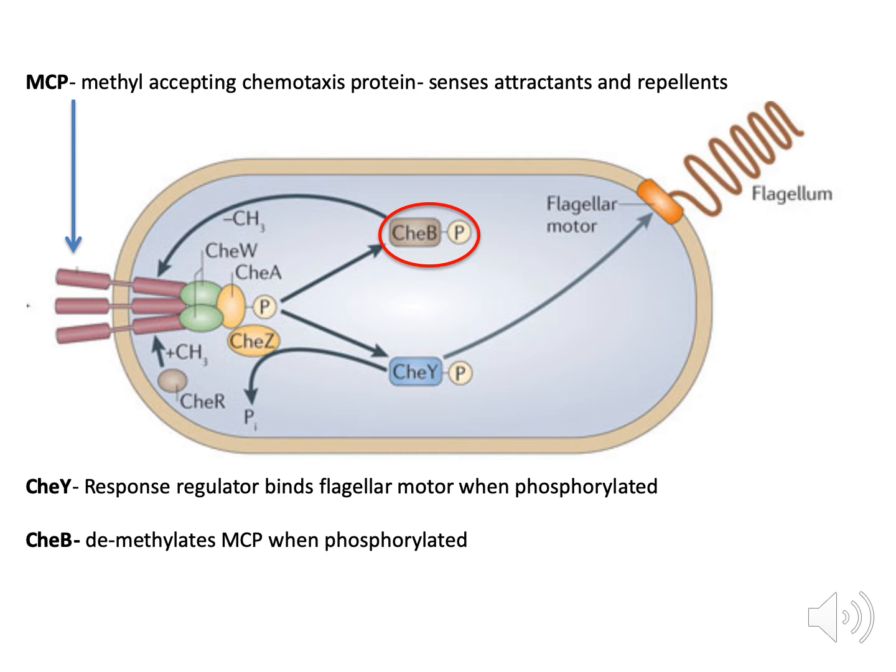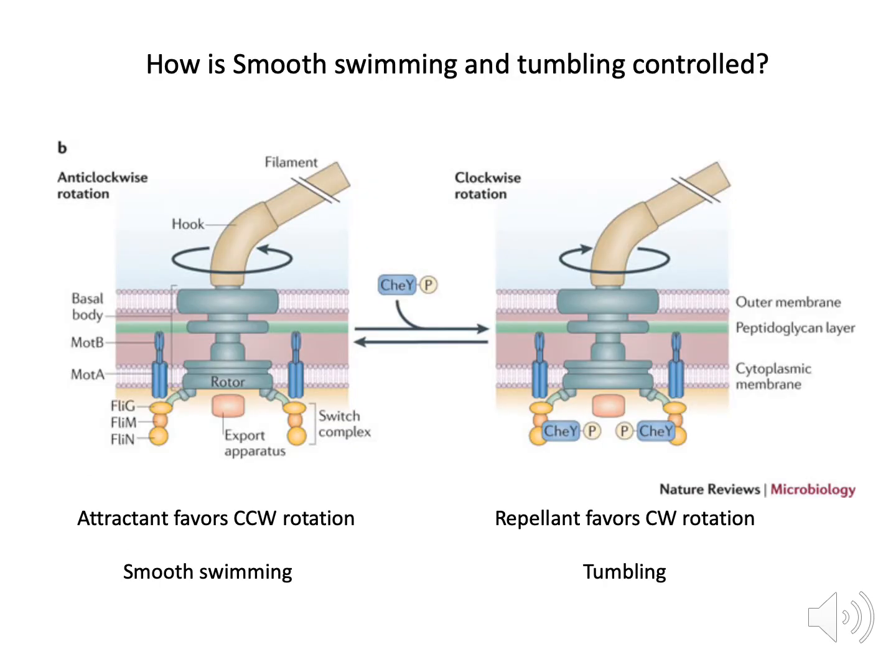I circled the protein CheB. I have a mutant strain unable to make this protein. This strain can still swim fine, but it can't chemotax. I will be using this strain in my experiment. This slide is showing how CheY interacts with the basal body and influences what direction it is turning.